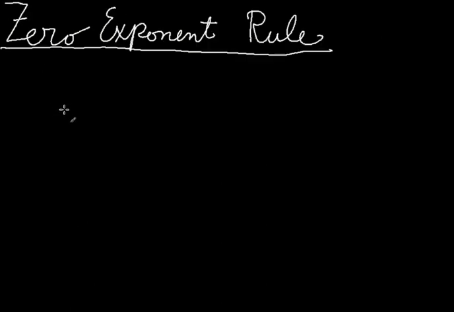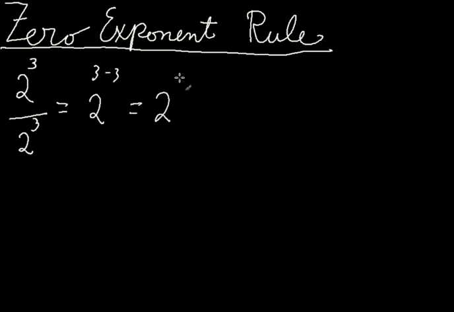Now, the zero exponent rule. I didn't mention it in the quotient rule, but this is where it's going to come up, and I'll show you exactly where it comes up. So for the zero exponent rule, again, I'll remind you what the quotient rule is. Let's say we have 2 to the 3rd over 2 to the 3rd. And by the quotient rule I just explained, that would be 2 to the 3rd minus 3, which would be 2 to the 0th. Okay, well, what on earth does it mean to have a 0 as an exponent? Okay, it turns out you already know the answer to this. We just have to explain it.